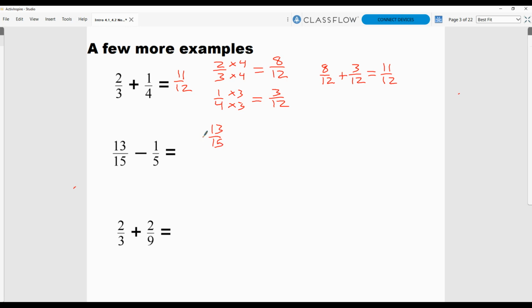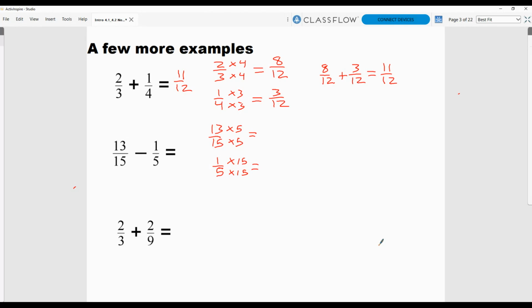All right, so we got 13 over 15. We have 1 over 5. Okay, and then multiply by each other's denominators. So this 13 over 15, I have a denominator of 5 down here. So this fraction is going to get multiplied by 5. And then this fraction down here, since I have a denominator of 15 on this fraction, this is going to get multiplied by 15. All right, both the top and the bottom.